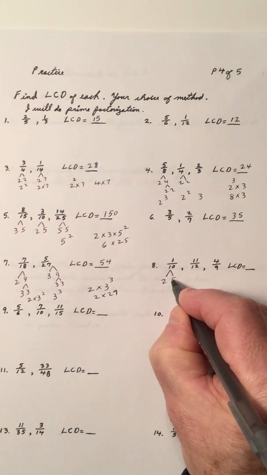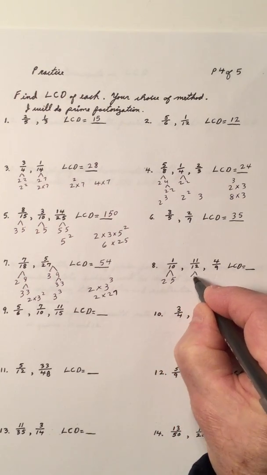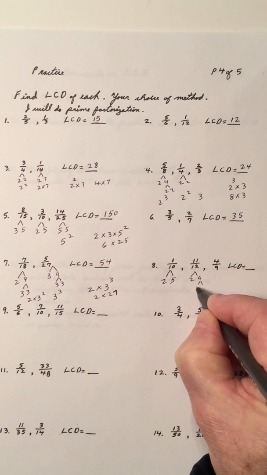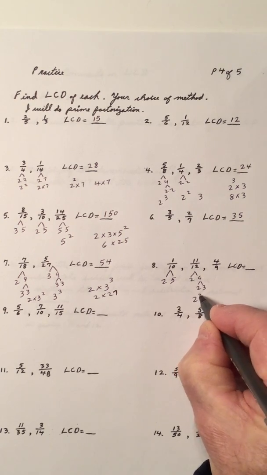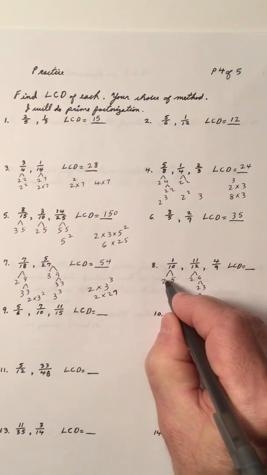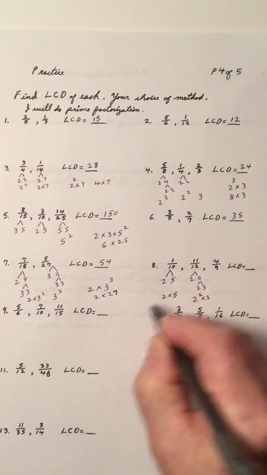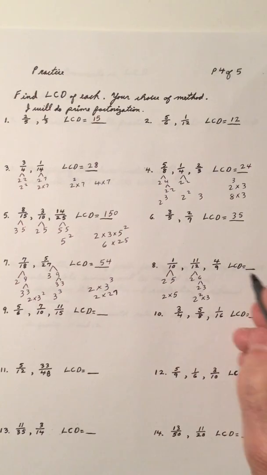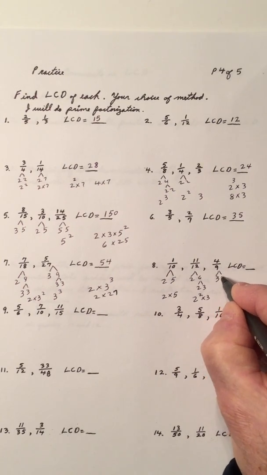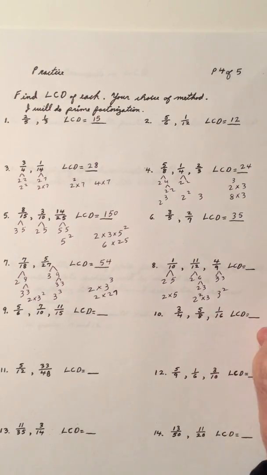Break it down. 10 is 2 times 5. 12 is 2 times 6, which is 2 times 2 times 3, so that's 2 squared times 3. Notice I could write this down again, but sometimes when you do it fast, you don't have to. You know that's a 2 and a 5. 9 is 3 times 3, which is 3 squared.